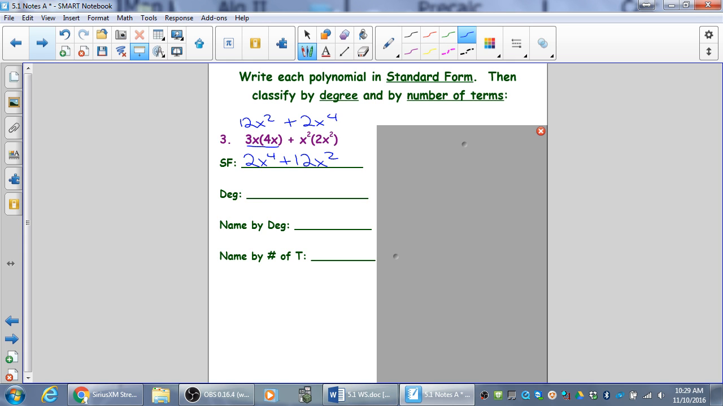The degree is the highest power, so that means 4. The name, quartic. Like a quarter, right? 4 quarters. Name by number of terms, this is a binomial.